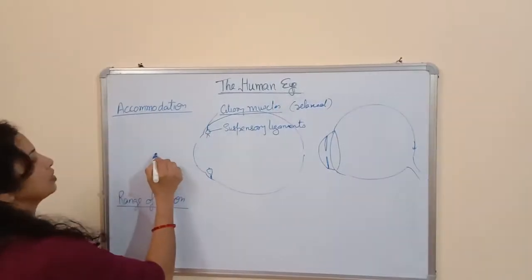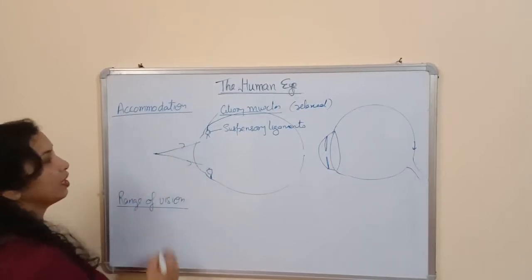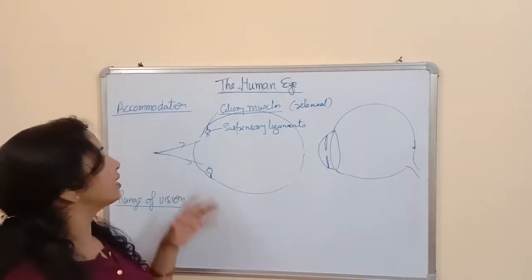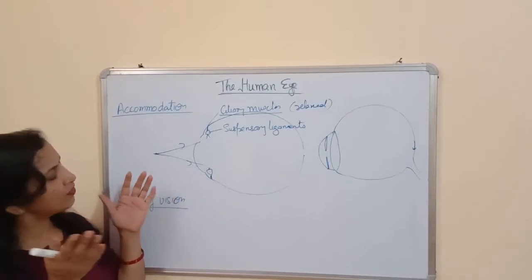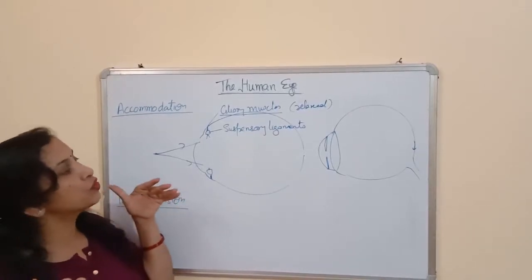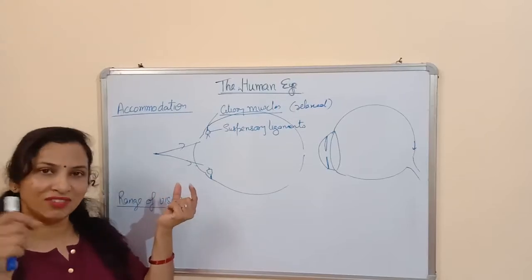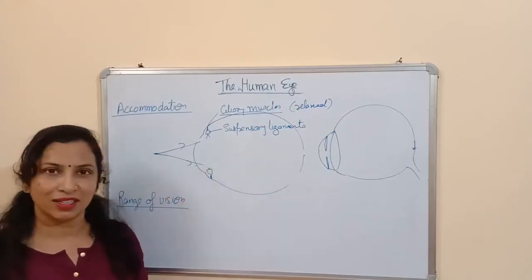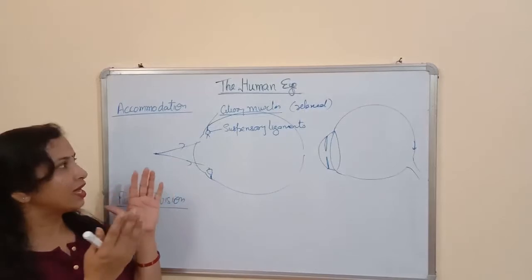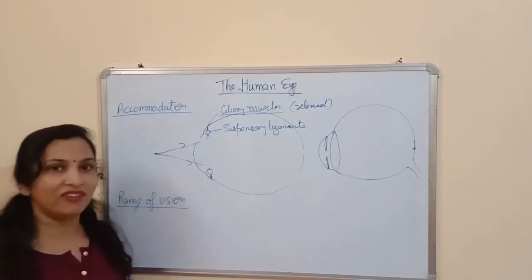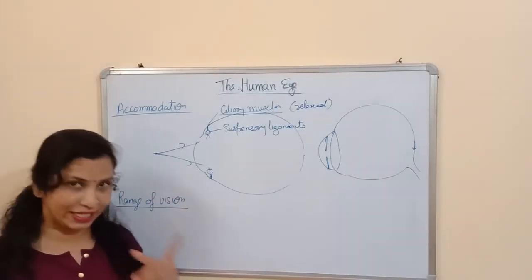It is like this, diverging light rays. So these are the diverging light rays. This lens has to converge these diverging light rays on the retina. But this thin lens cannot converge these light rays to the retina. So it means this lens has to become thick, or we can say its focal length should be decreased.